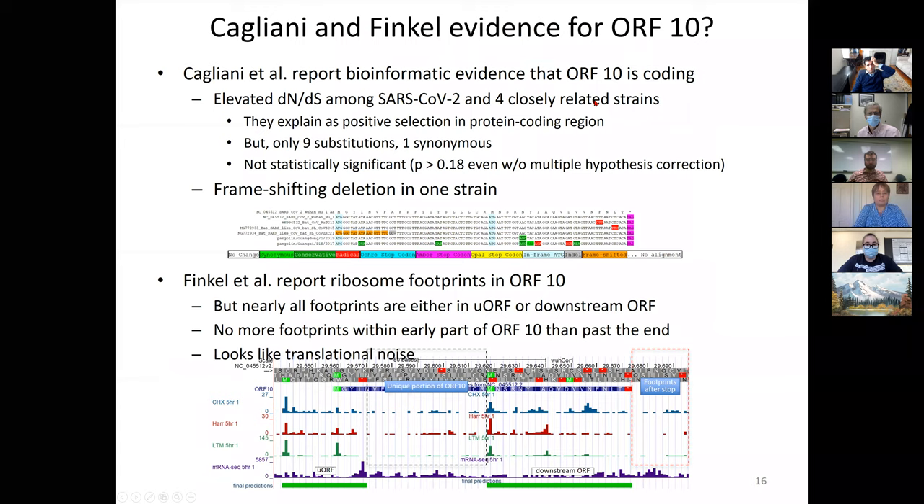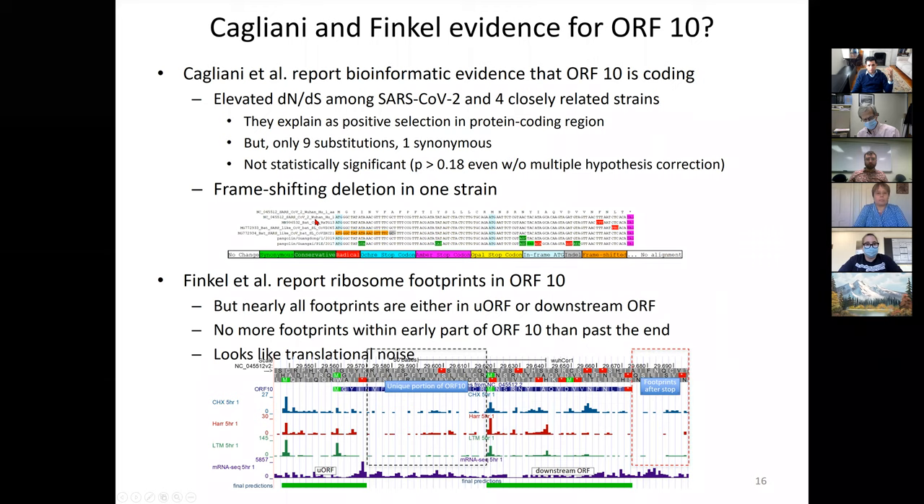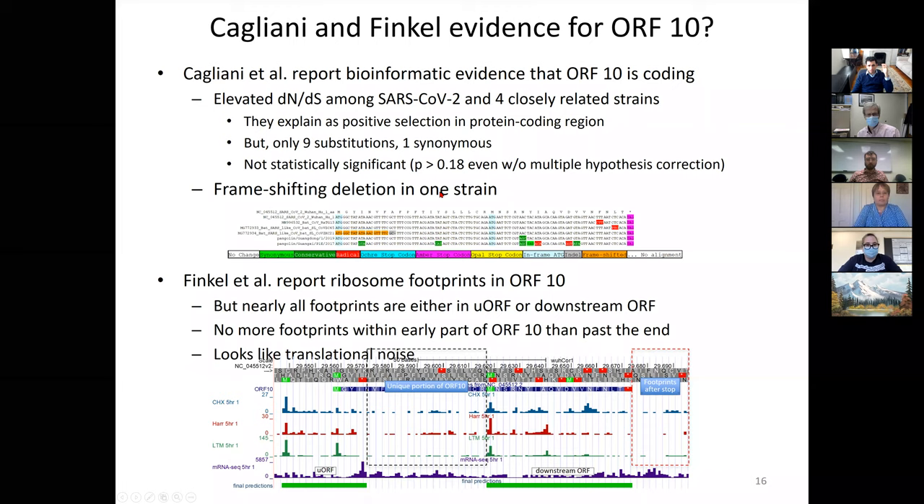And some of the evidence that was previously proposed for ORF10 is in fact ribosome footprints. But if you look at these ribosome footprints, they're actually primarily happening outside the actual unique portion of ORF10 and are happening in these downstream ORFs for some reason, suggesting that in fact ORF10 is not protein coding. And then there's even a frame shifting deletion in one of the five strains that another paper had studied to claim that ORF10 is protein coding, but in fact they had excluded that sequence, believing that this might be a sequencing error, which was going against the evidence of it being protein coding.